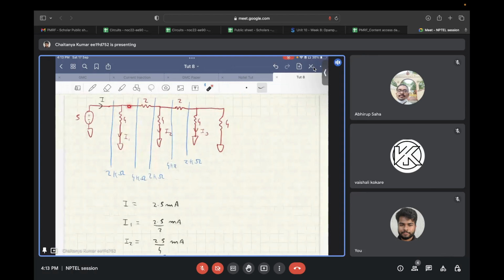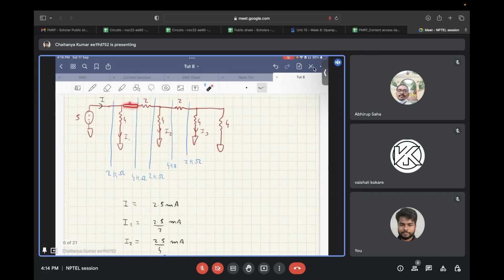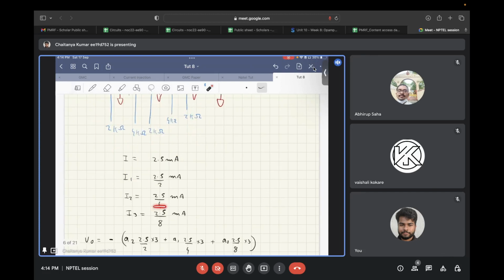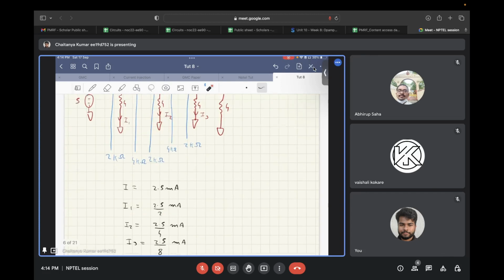Now, since this is 4 kilo ohm and this is 4 kilo ohm, the current will be divided by 2 in these two resistors. So I1 basically will be 2.5 by 2 milliamps, and similarly will be the current flowing in this 2 kilo ohm branch. Again, this 2.5 by 2 milliamps will divide into halves, and hence I2 will be 2.5 by 4, and similarly I3 will be 2.5 by 8 milliamps.